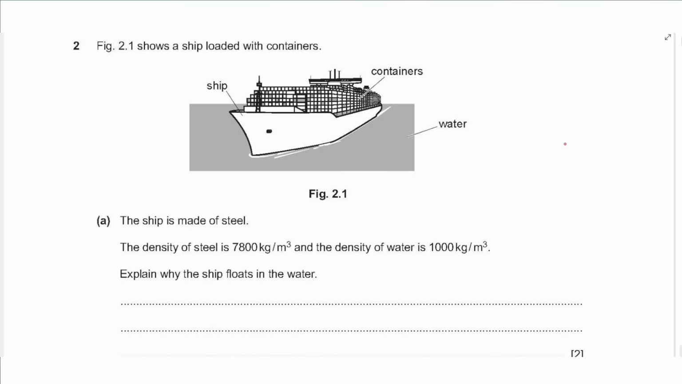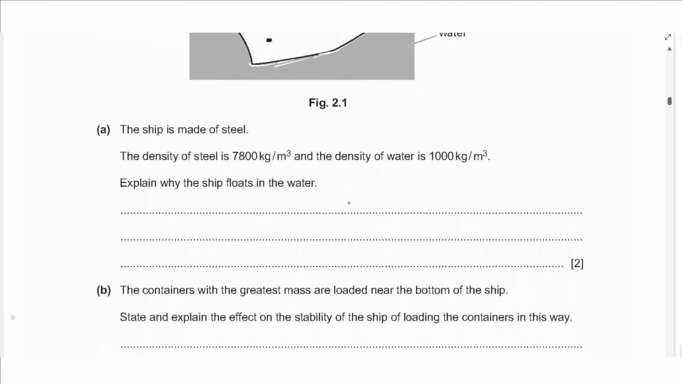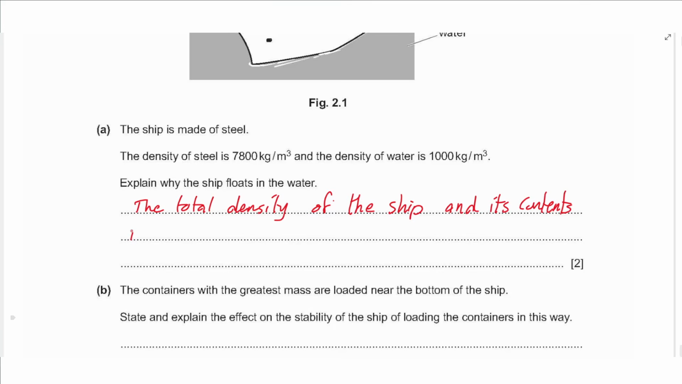But it is not the density of the material of the ship or the object in the liquid. It is the total density of the whole object, which includes everything on the ship and including the air inside the ship. So the first thing we need to mention is that floating depends on the total density of the object. The total density of the ship and its contents is less than the density of water.